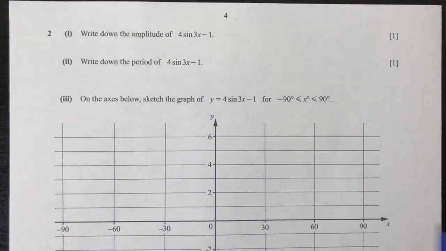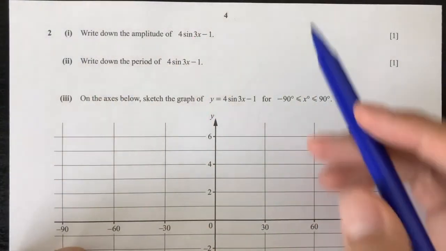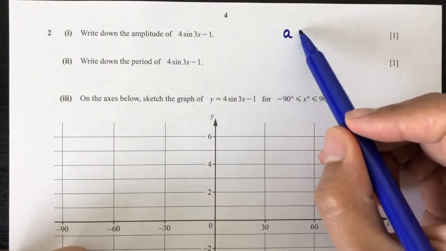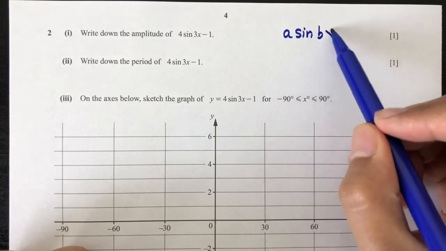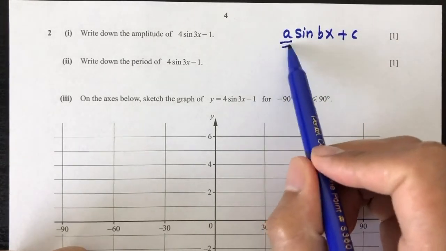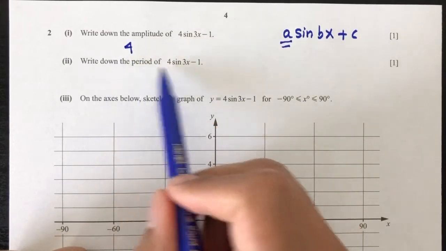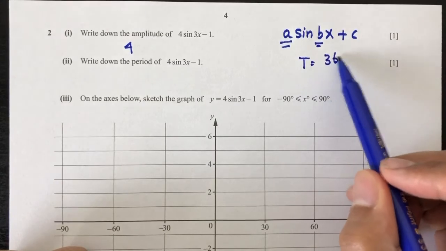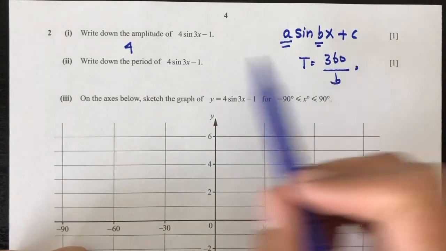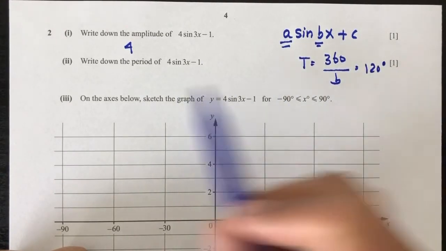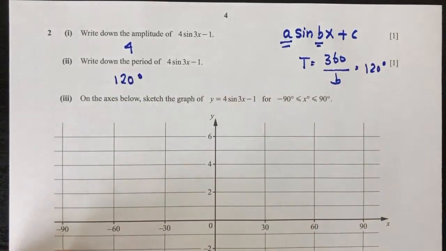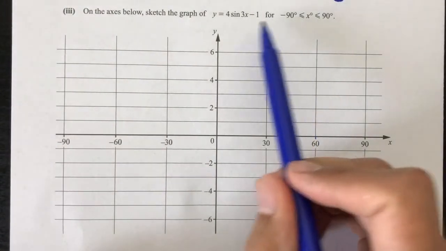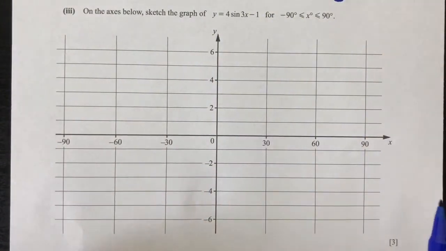Write down the amplitude of this function. As you know, whenever you have a trigonometric function, it's always in the form of A sine bx plus c. This one is the amplitude, which is 4. We use this to find the period, T equal to 360 divided by b. So here b is equal to 3, so that will be 120. Period is 120 degrees. Now for part 3, on the axis below, sketch the graph of this from minus 90 to 90. So pretty easy.